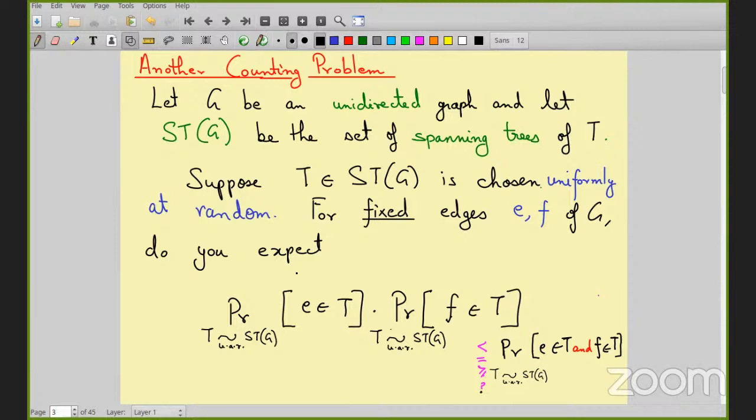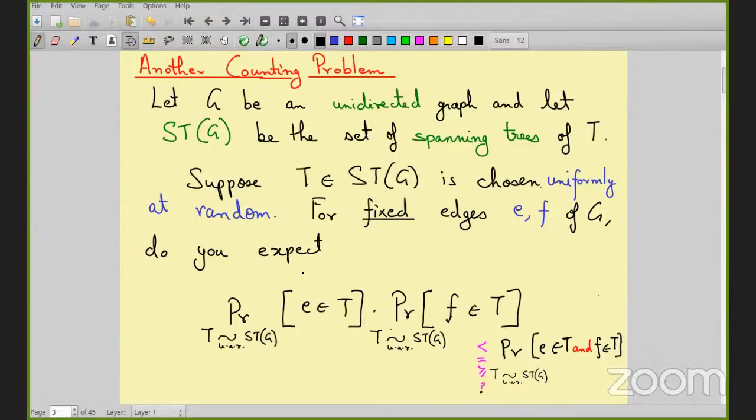Yeah, and why do you think so? Because E and F being in the spanning tree together is a stronger condition than just E or just F being in the spanning tree. But that by itself is not good enough, right? I can certainly give you examples where the opposite happens, like if you've seen the Ising model with positive interactions. But you're right.